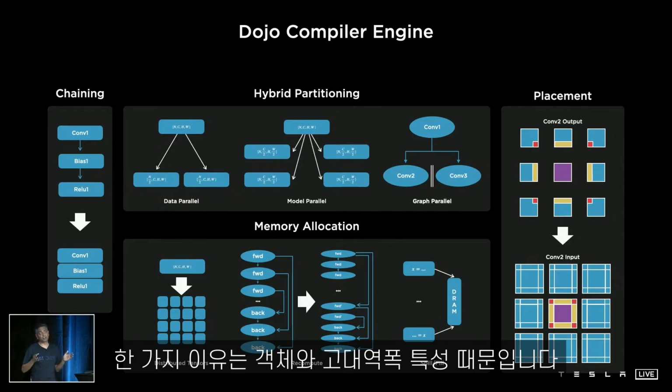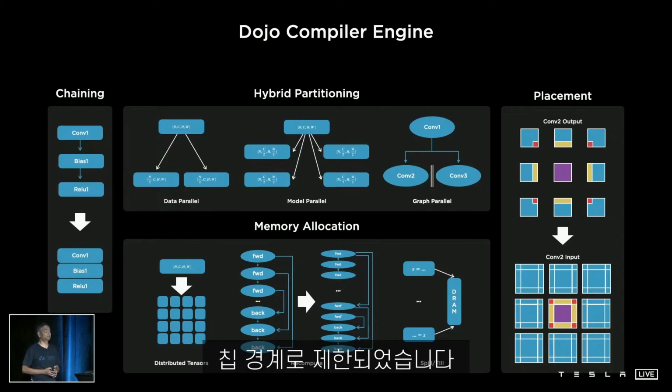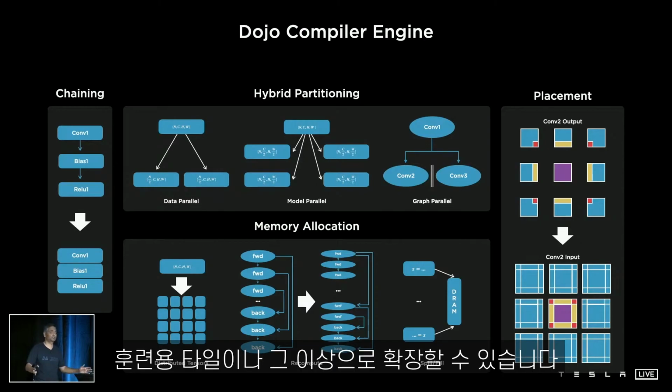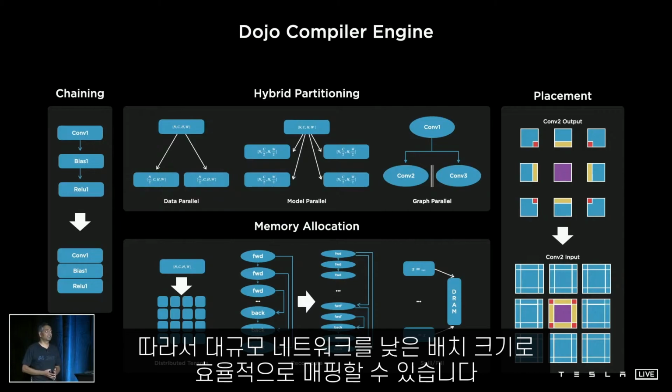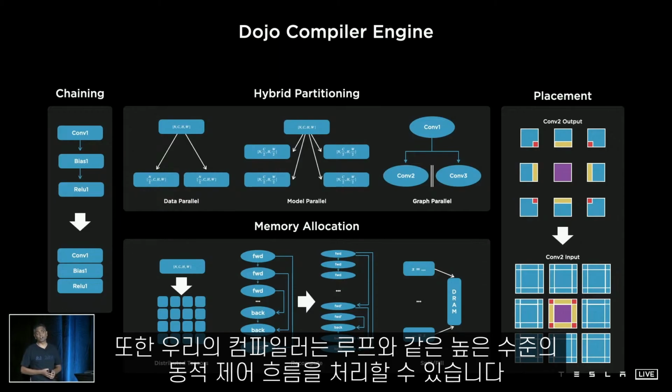One thing, because of the high bandwidth nature of the fabric that is enabled out here, is that model parallelism could not have been extended to the same level as what we can. It was limited to chip boundaries. Now, because of our high bandwidth, we can extend it to training tiles and beyond. Thus, large networks can be efficiently mapped here at low batch sizes and extract utilization and new levels of performance. In addition, our compiler is capable of handling high-level dynamic control flows like loops, if then else, etc.